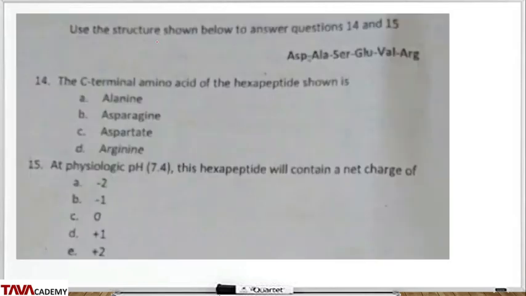Question 14 says, using the structure below to answer questions 14 and 15, the C terminal of the amino acid of the hexapeptide shown will be aspartate. Aspartate will be the C terminal and arginine will be the N-terminal. The answer is aspartate, option C.